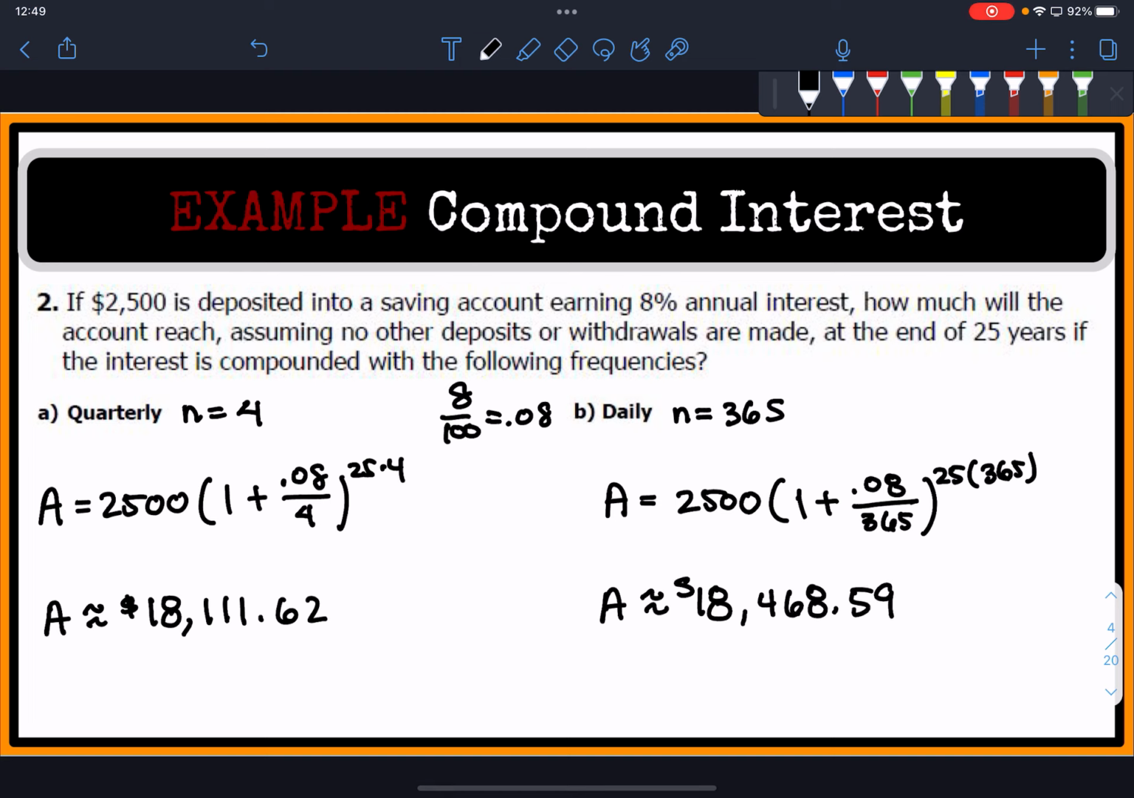$18,468.59. So you can clearly see that the more times we compound the interest in a year, the greater the output we get, and the more money the account is going to have in the same amount of time. So in 25 years, compounding it 4 times a year is only going to leave us approximately $300 short of compounding it every single day. So the more you compound it, the more output you get from it.